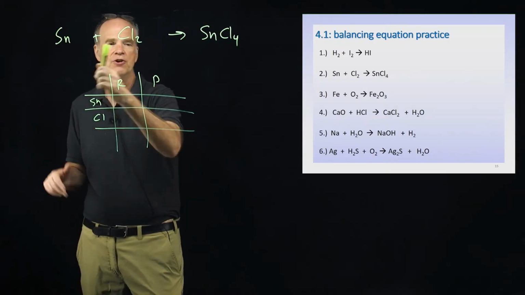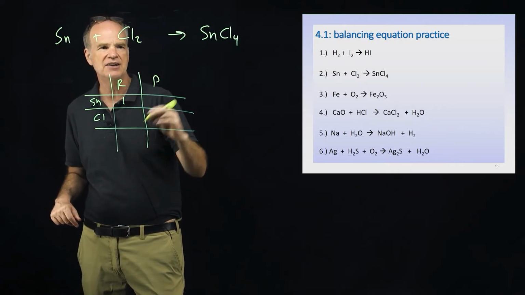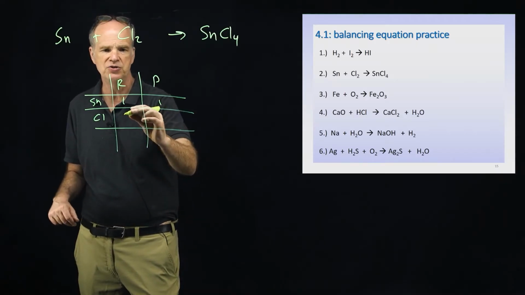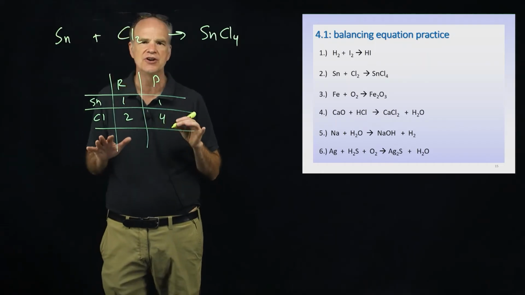Let's try to balance, or first let's count atoms. I apologize. So we have 1 tin in the reactants and 1 tin in the product. So that is balanced. Now we have 2 chlorines in the reactants and 4 chlorines in the product. So the chlorines are not balanced.